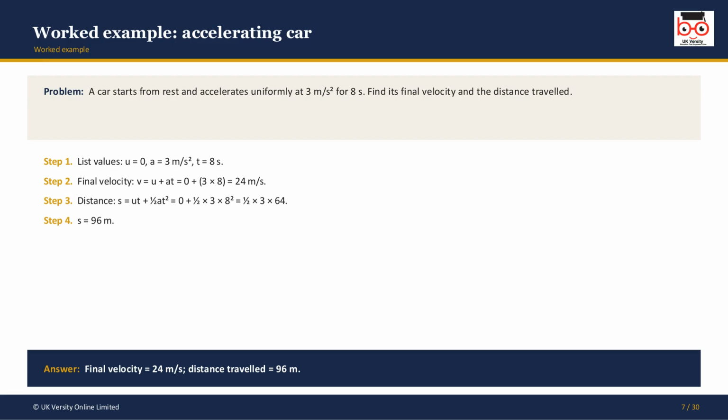The distance is ut plus a half a t squared. The first term is 0, and the second is a half times 3 times 8 squared. That's a half times 3 times 64, which comes to 96 meters. So the car reaches 24 meters per second and covers 96 meters.